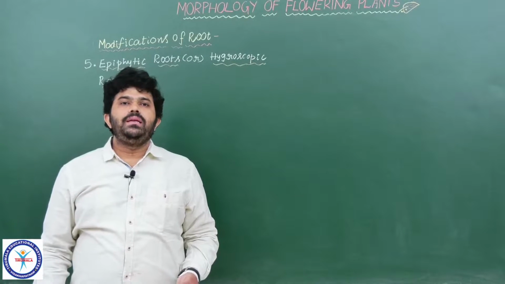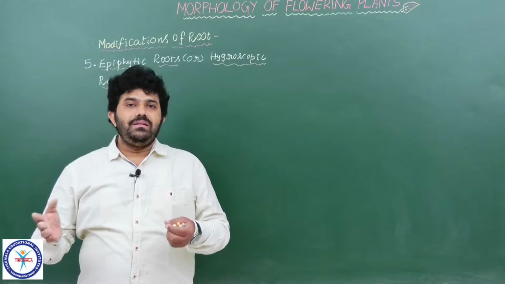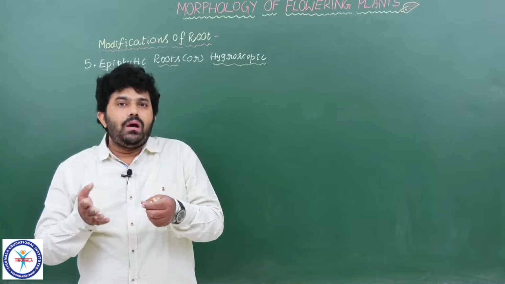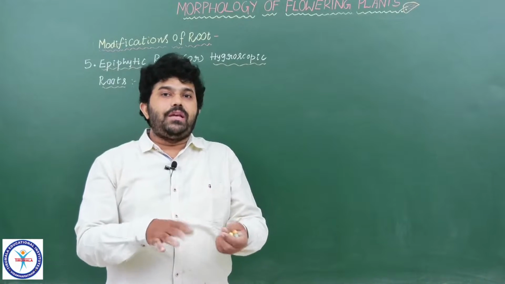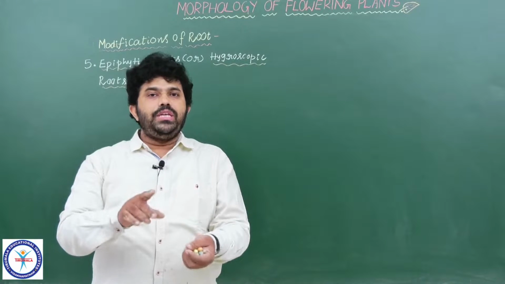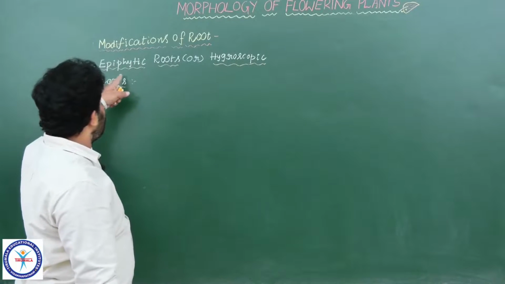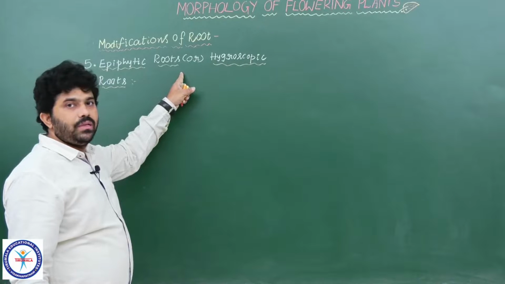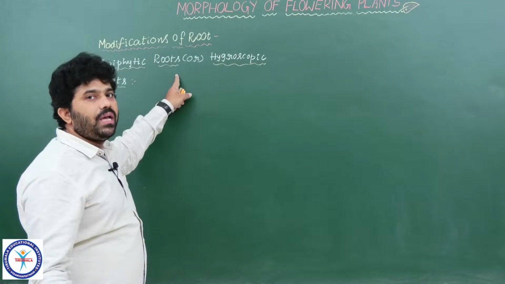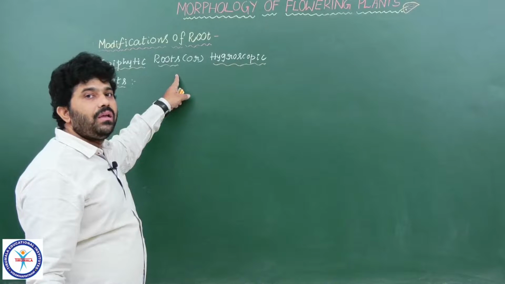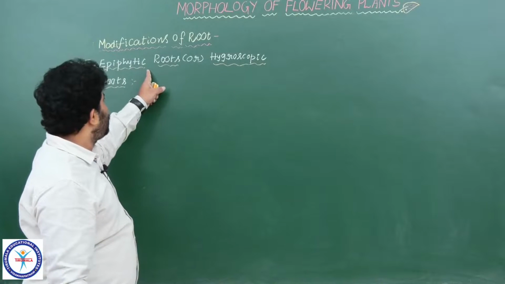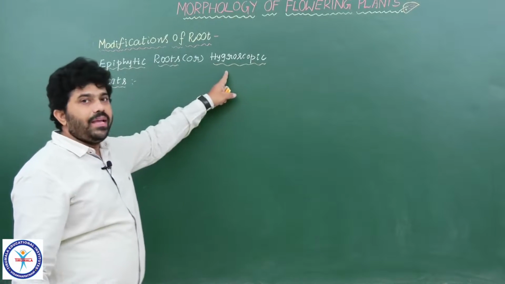So based on keeping their body on other plants, on the surface of the branches of other trees, the roots which these plants project are called epiphytic roots. Epiphytic roots means the plants are positioned on other plants' branches and producing special roots. That's why those roots are called epiphytic roots or hygroscopic roots.